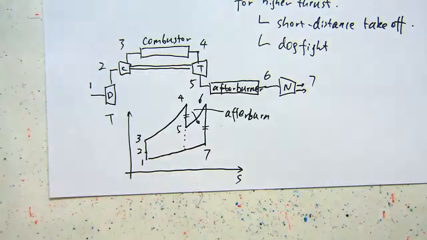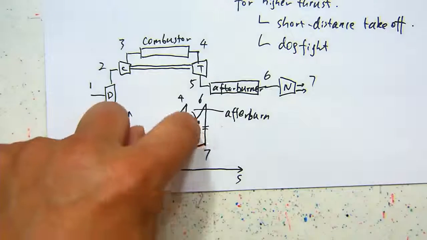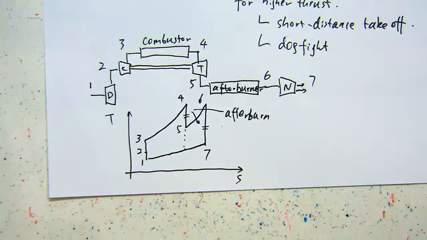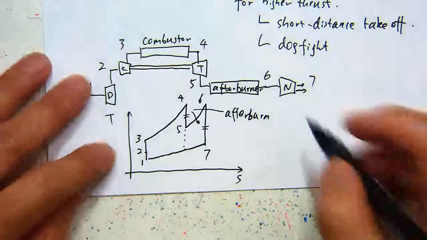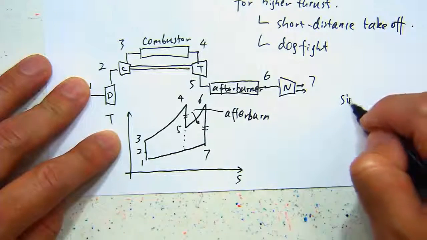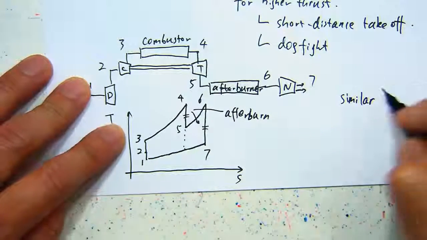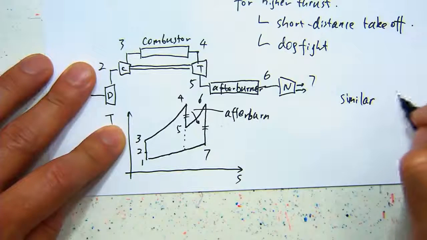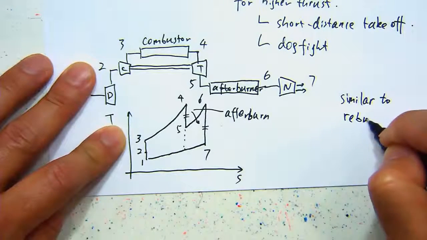So there, what we did is the reheating: basically you add additional heat to the system to keep the gas at higher temperature, so that it can produce more work. Here, in terms of the TS diagram, that's quite similar. You just add additional enthalpy, but the purpose here is to produce additional thrust instead of increasing the turbine work output. So that's similar to the reburning or reheating.